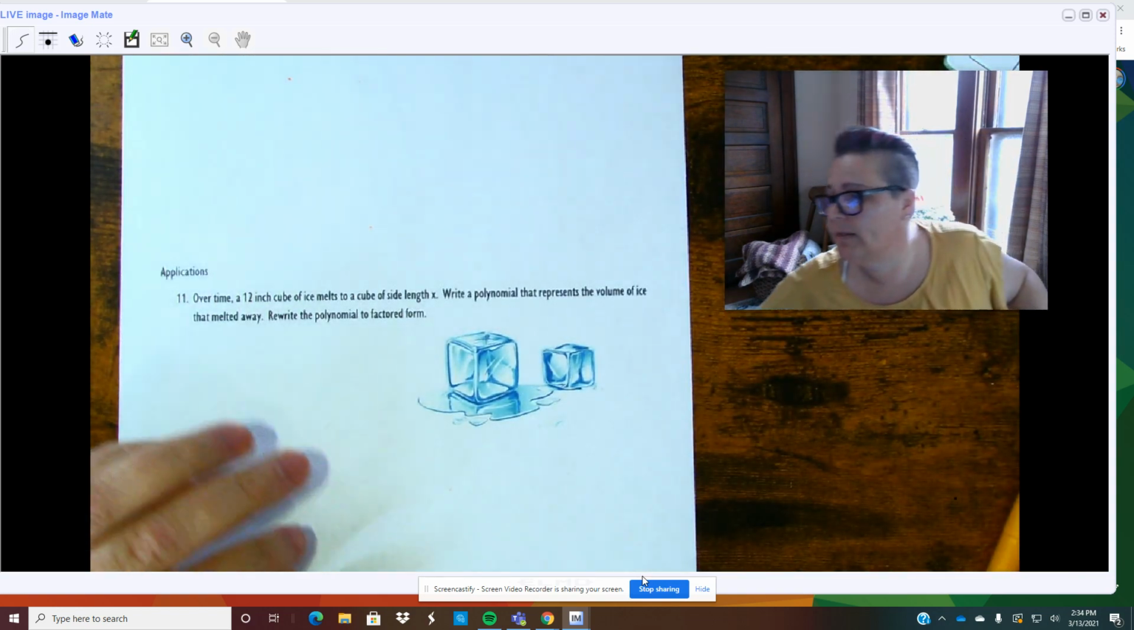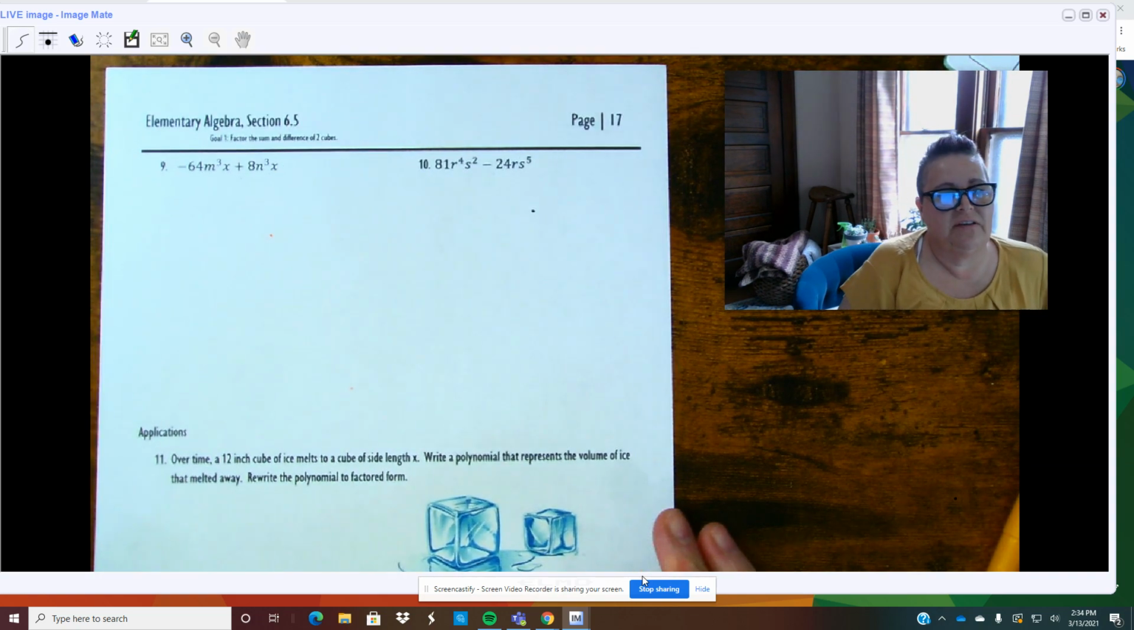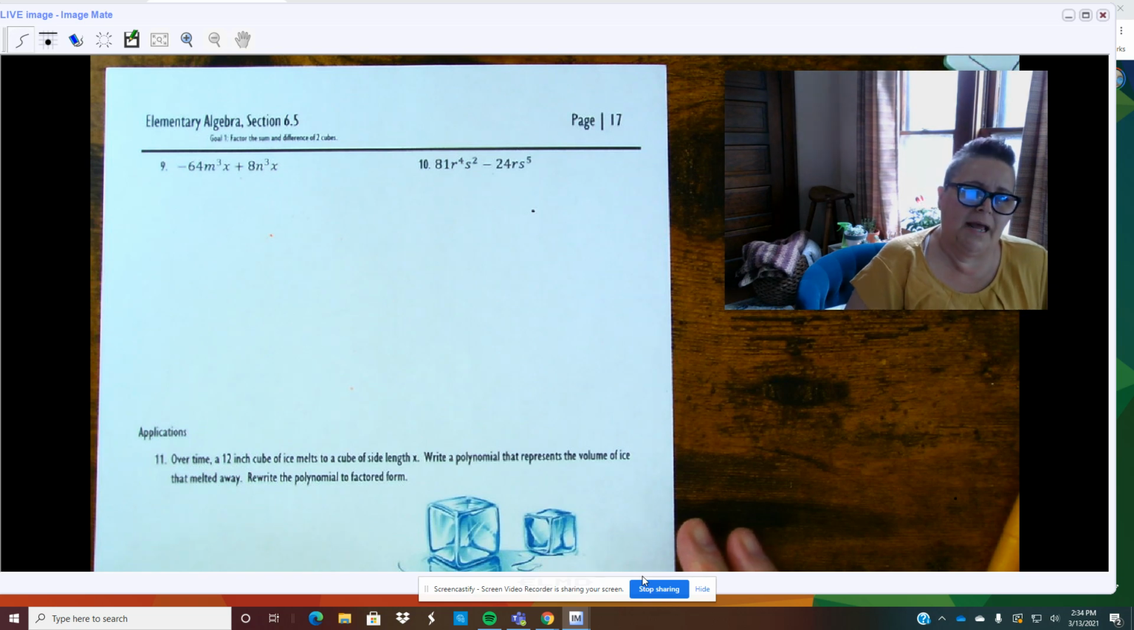All right, what else we got? Couple more and then an application. All right, I've got a negative 64 m to the 3rd x plus 8 n to the 3rd x. I got an m and an n. I've got a 64 and an 8. I can pull an x out for sure.